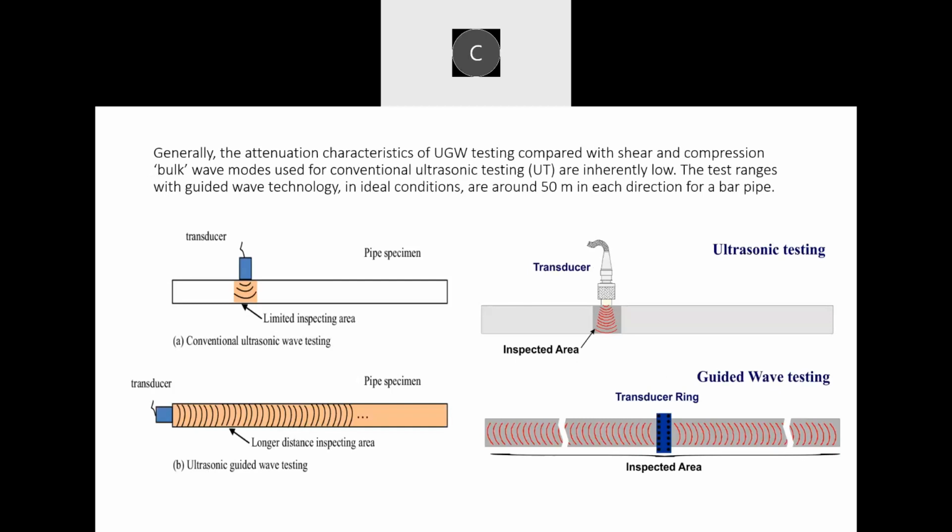Okay, these are example pictures of how guided wave testing is performed. Generally, the attenuation characteristic of ultrasonic guided wave testing, compared with the shear and compression wave modes used for conventional ultrasonic testing, is inherently low. The test range with guided wave technology in ideal conditions is around 50 meters in each direction for a bare pipe. So this is how guided wave testing is performed.